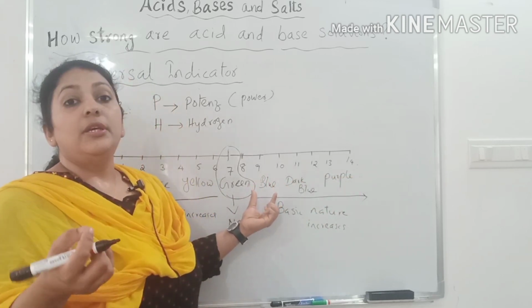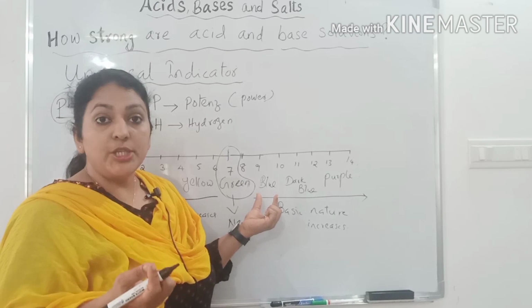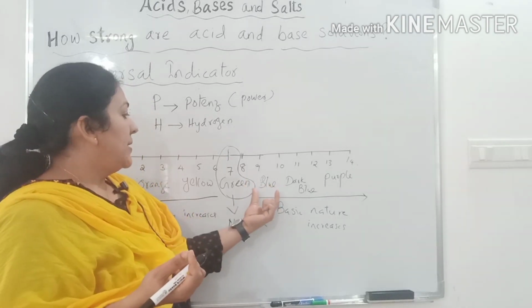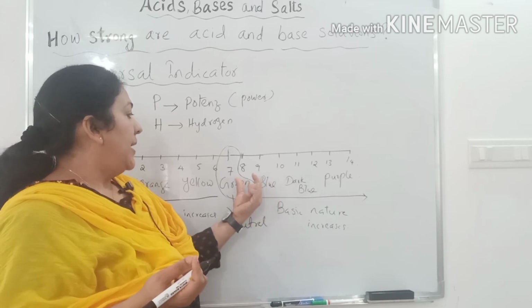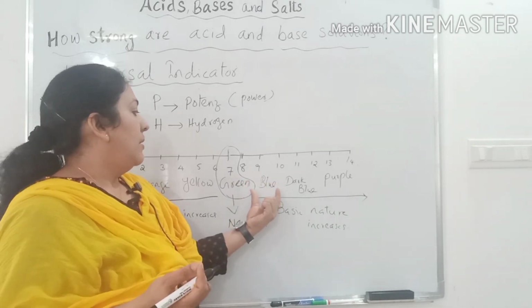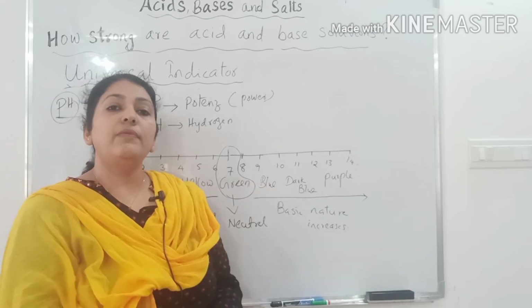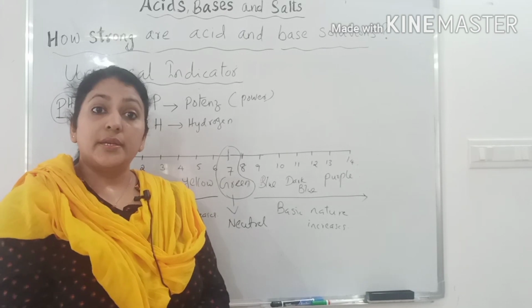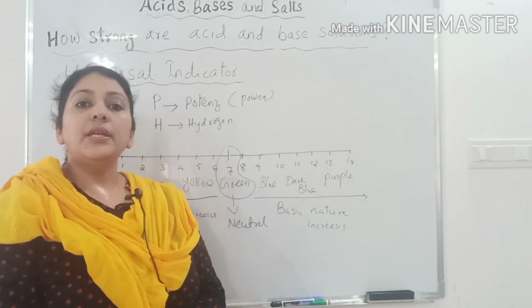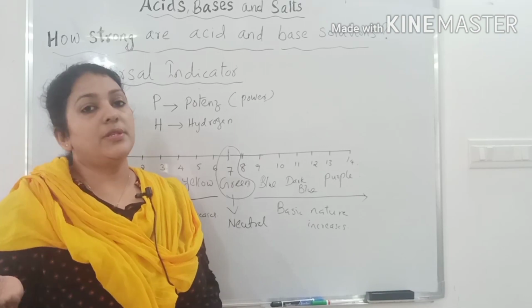And if you have a weak base like magnesium hydroxide, you will get a blue color or the number 9 or 8. Okay, so that is a weak base. Hope you understood how we can use universal indicator paper and universal indicator solution for finding out the strength of the given solution.